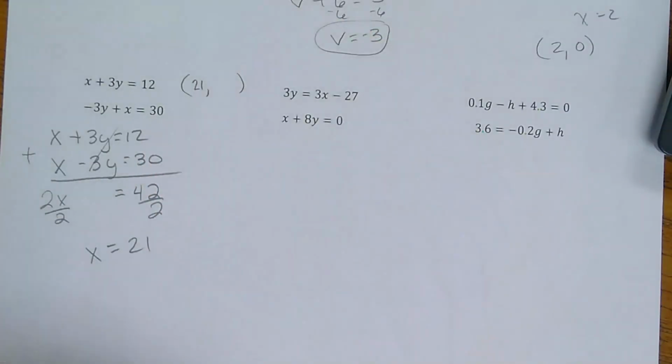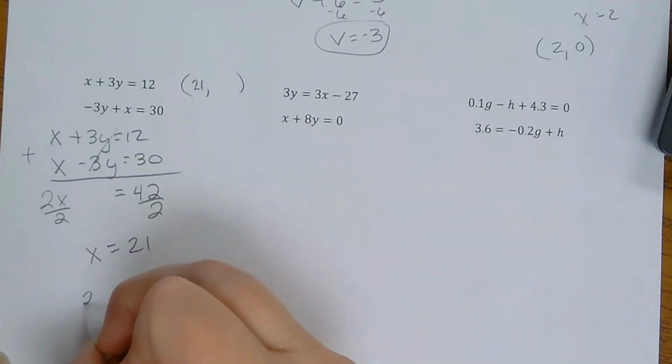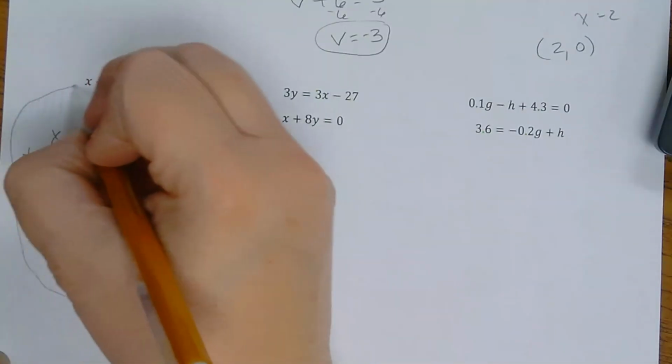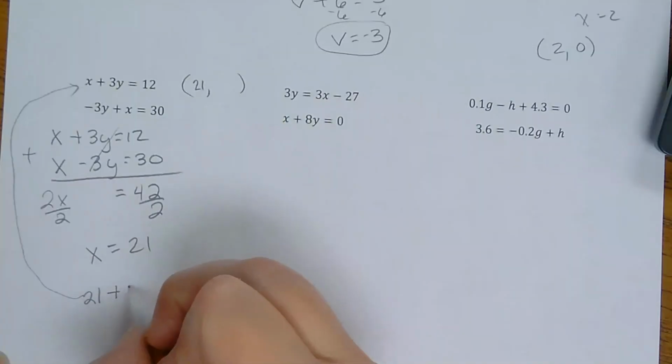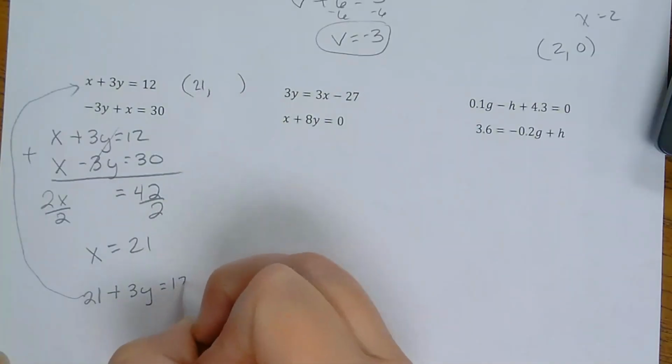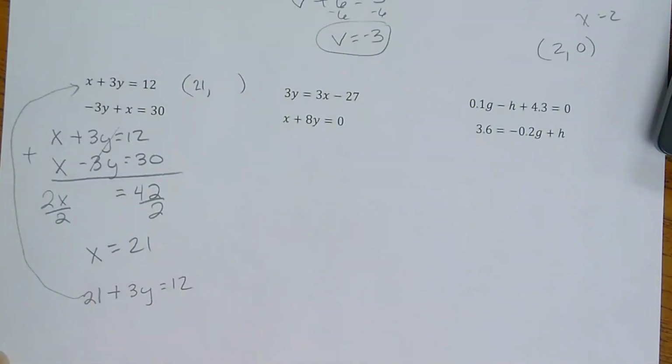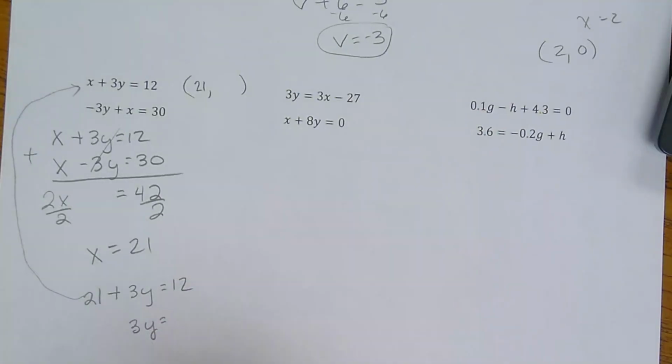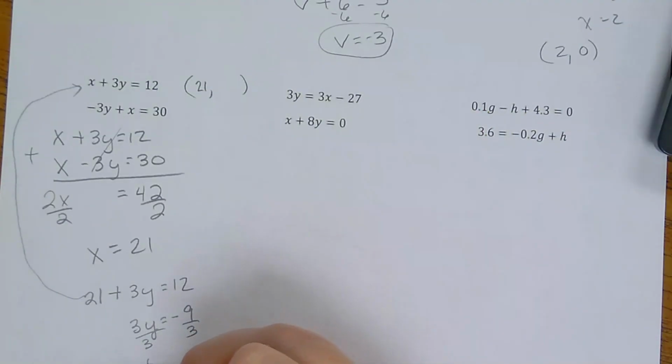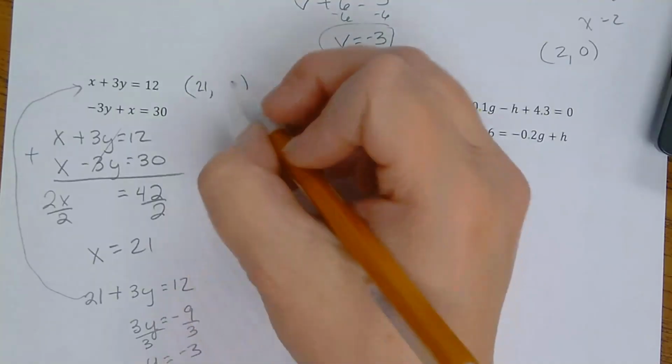When x is 21, I need to figure out what y is. So I'm going to put 21 for x back into this top equation, 21 plus 3y equals 12. So subtract 21 from both sides. So 3y equals 12 minus 21, which is negative 9. Divide both sides by 3, so y equals negative 3.